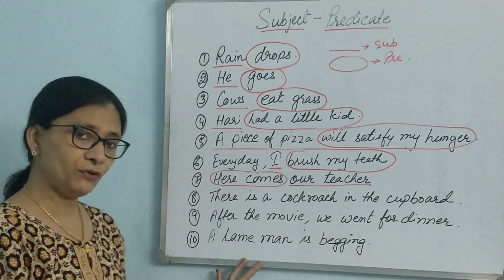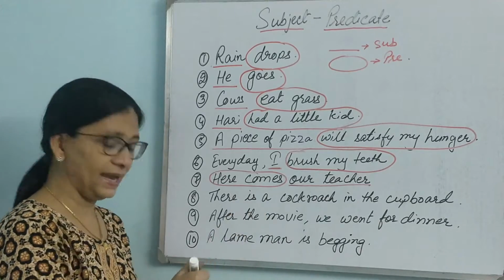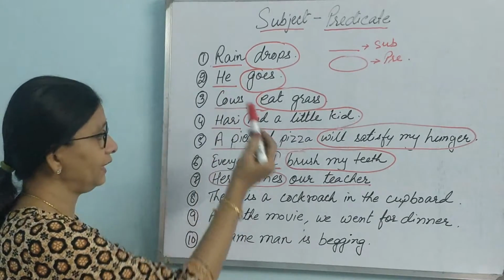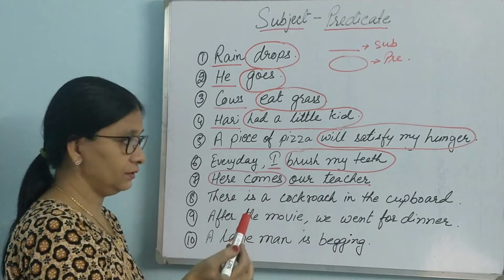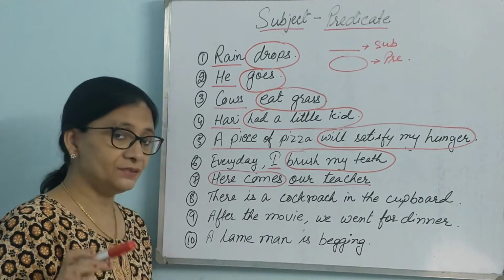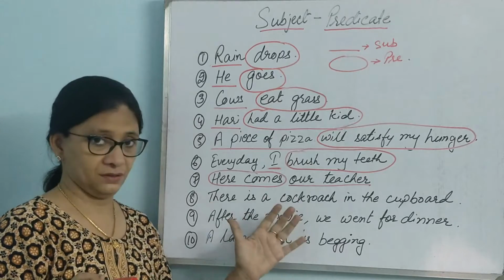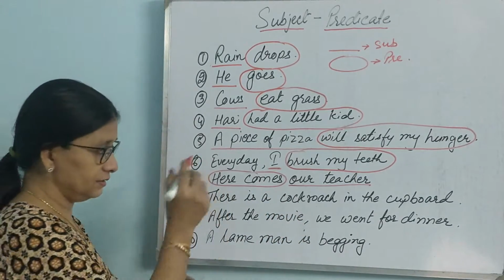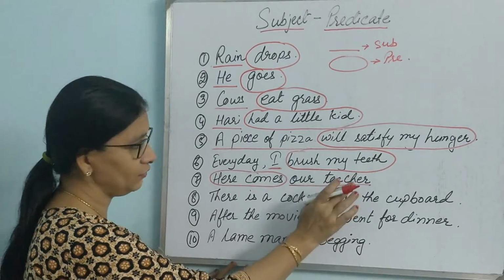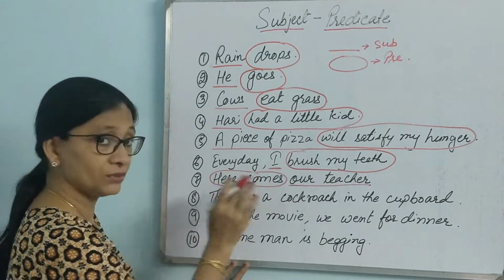Now is it getting confusing? Because the subject is coming anywhere in the sentence. It is coming in the beginning, it is coming in the middle, or it is coming at the end also. Please don't be scared. Just in a while I'll tell you a trick for how to find the subject. As for now, you concentrate on the sentences. So here comes our teacher is the subject, and here comes is the predicate.